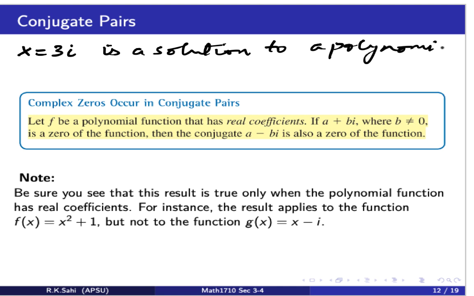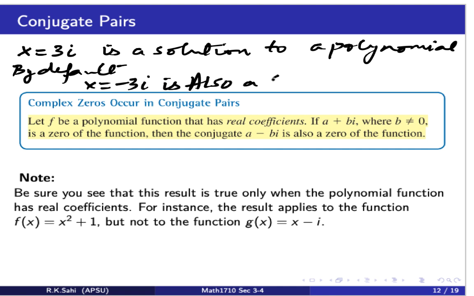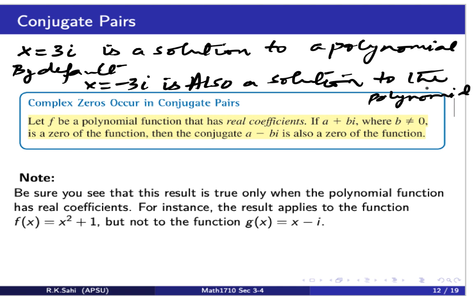This complex conjugate says that if it is a solution, then automatically, or by default, x equals minus 3i is also a solution. Minus 3i, guys, remember, is the conjugate of plus 3i. That's what it means: if you have a complex solution, its conjugate will automatically be a solution.